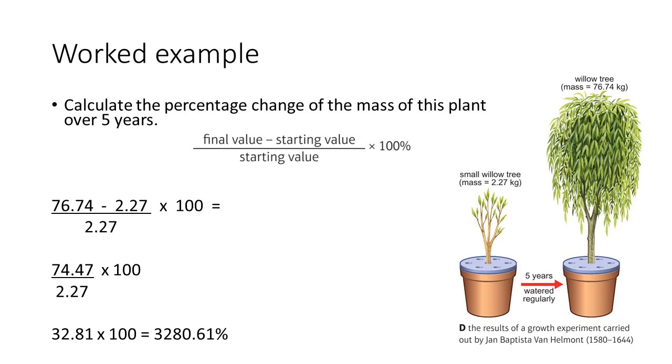So if you got that right, well done. If you didn't, see if you can actually lay it out in your book to show how you get to the answer, 3,280%.